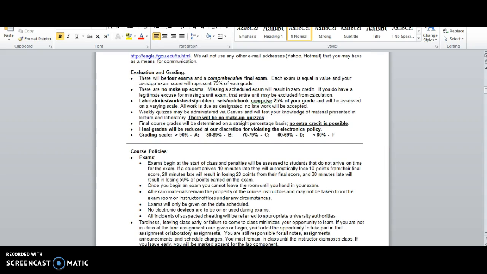How will you be graded? You will be graded based on 75% lecture content, 25% lab content. We're going to use a standard grading scale. Anything from 90 above will be an A, 89 to 80 a B, 79 to 70 a C, 69 to 60 a D, and below 60 is an F.